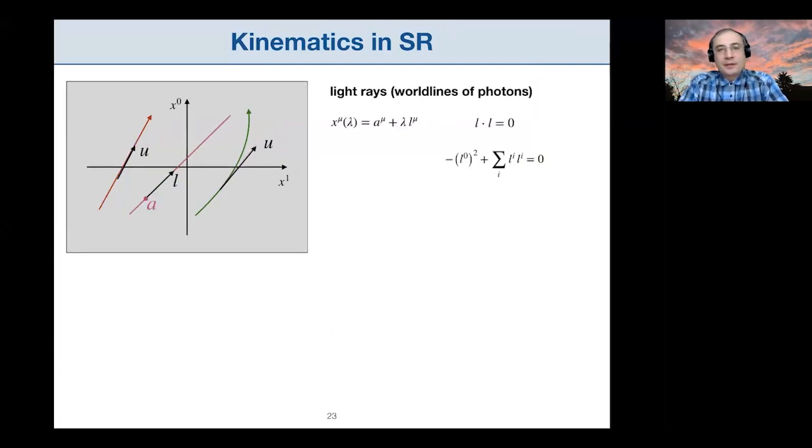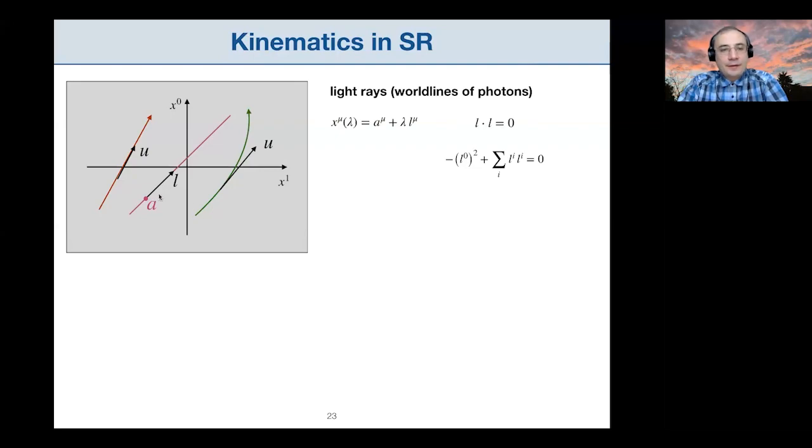And this is the light rays, so the world lines of photons. I assume that the light rays always travel along straight lines. So we don't consider any kind of refraction or refractive index. We are not in a medium, we are in vacuum, where the light moves at the speed of light.